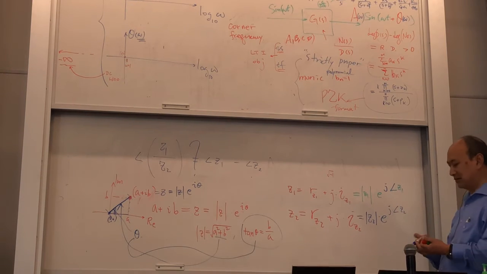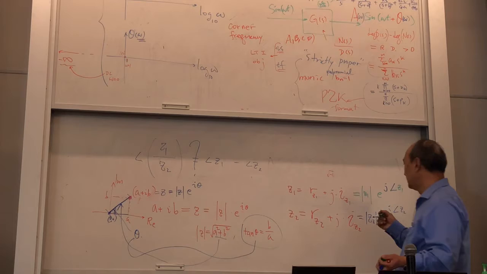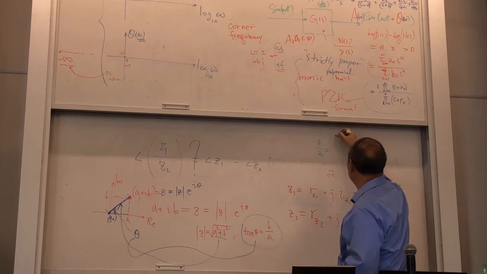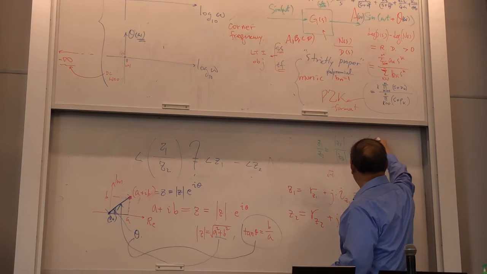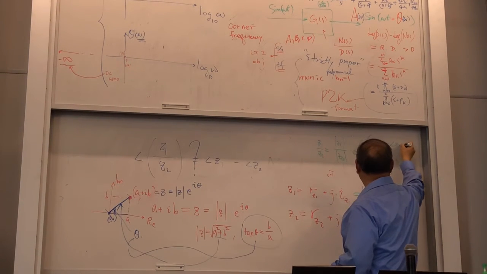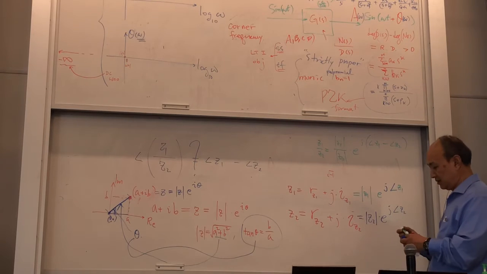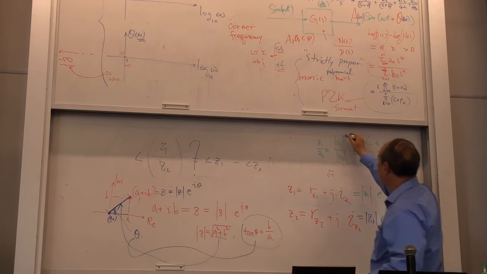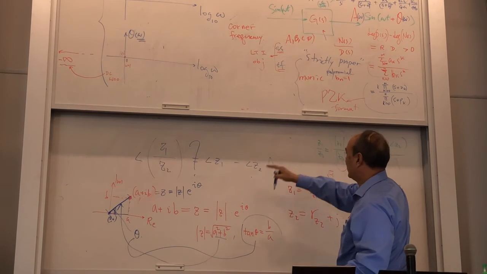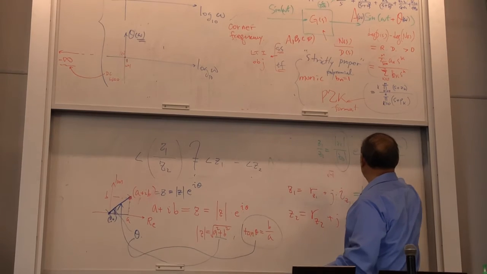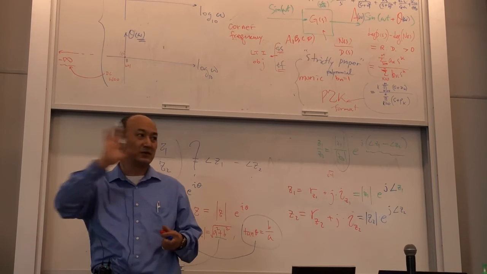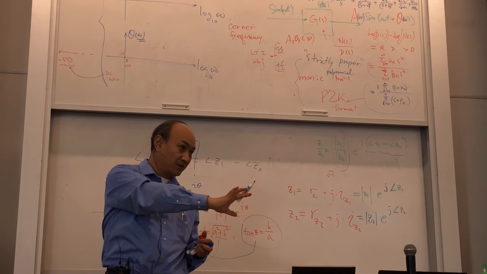Now Z1 divided by Z2 becomes magnitude of Z1 over magnitude of Z2, times e to the j, angle of Z1 minus angle of Z2, right? This one divided by this one. So the magnitude of that is this, and the phase is the difference, okay? Phase is the difference. Clear? Yes? Clear?